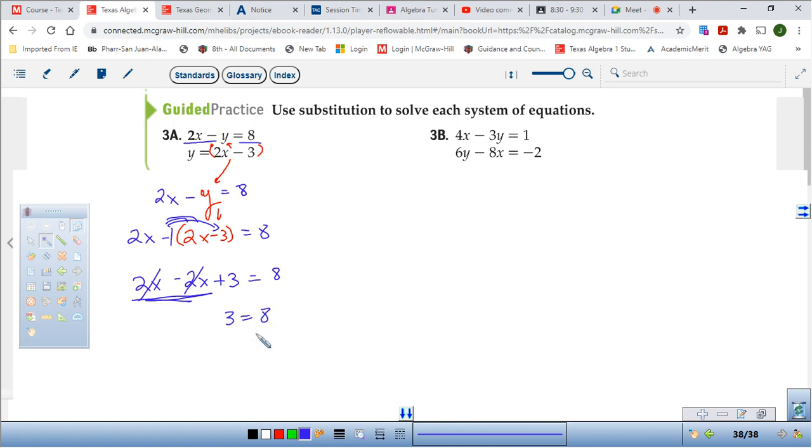Is this true or false? That's false. That's not a true statement. That gives us the empty set. All right? Let's try this one over here.